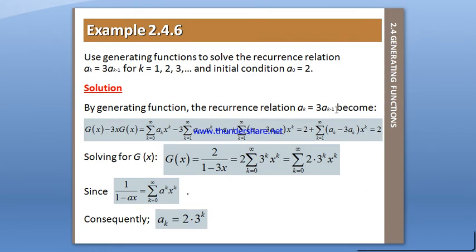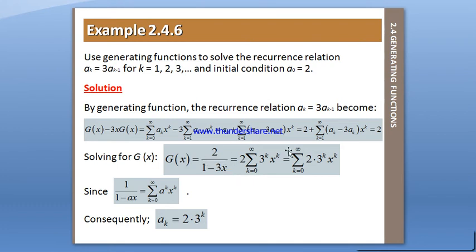We are given the recurrence relation a_k equal to 3 into a_(k-1). We replace each a_k and a_(k-1) with the corresponding generating function. So a_k is replaced by g of x, a_(k-1) is replaced by x into g of x. Then the corresponding summations are taken, and when we simplify the expression for g of x, we get g of x equal to 2 by 1 minus 3x.